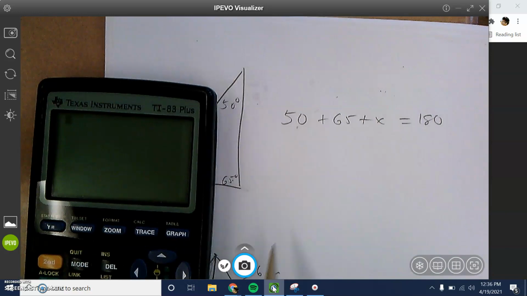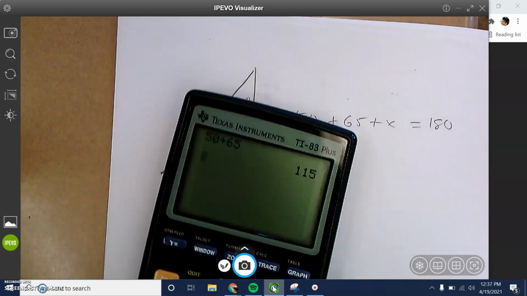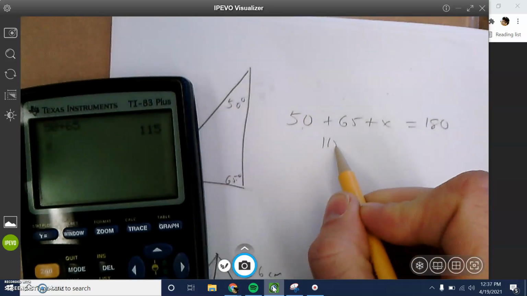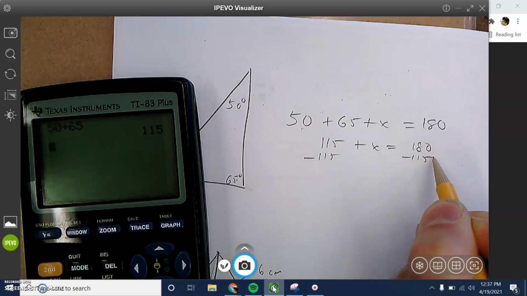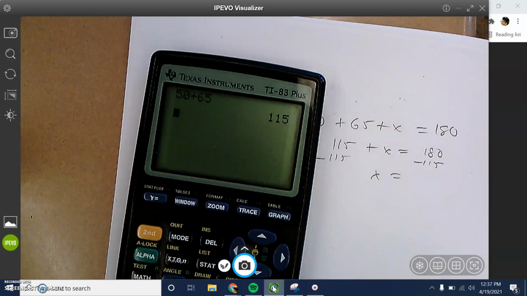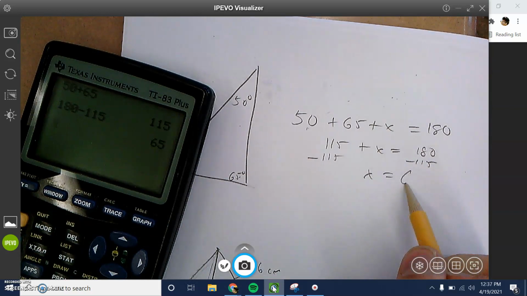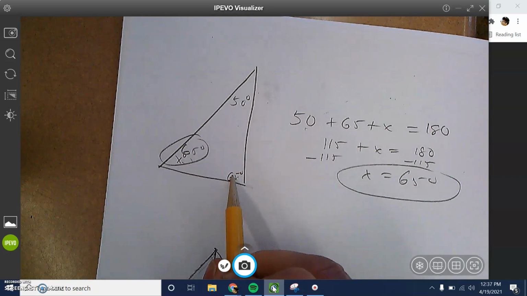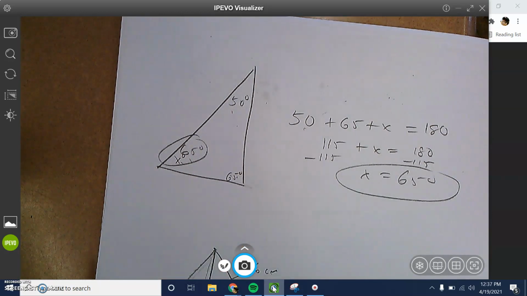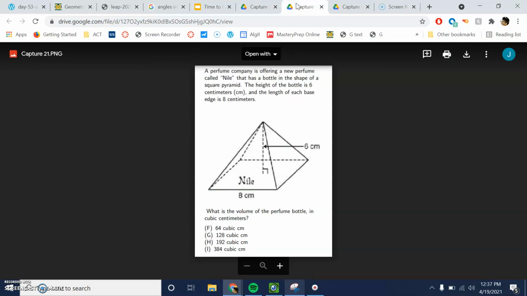So 50 plus 65 is 115. So 115 plus x is 180. Subtract 115 from both sides. 180 minus 115 is 65. So this is 65 degrees because 65 plus 65 plus 50 equals 180. Nice. So that would be D. Good work. Okay. Check this one out.